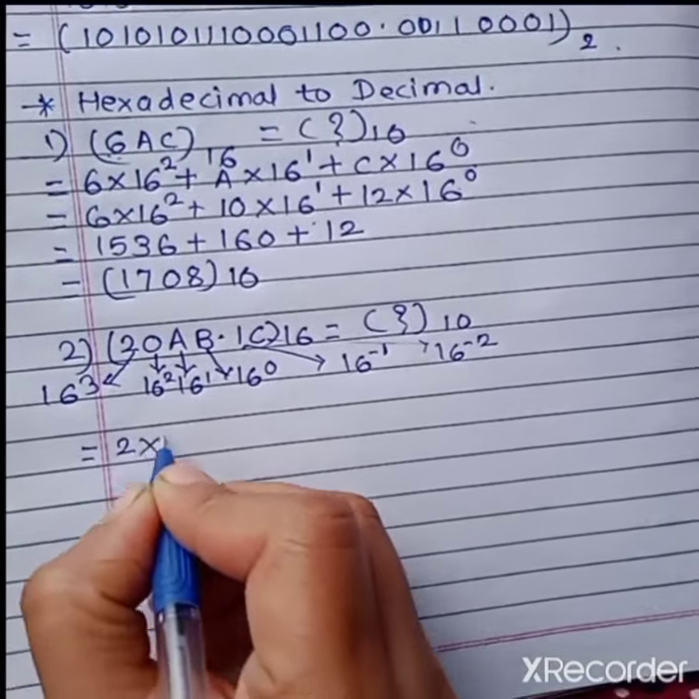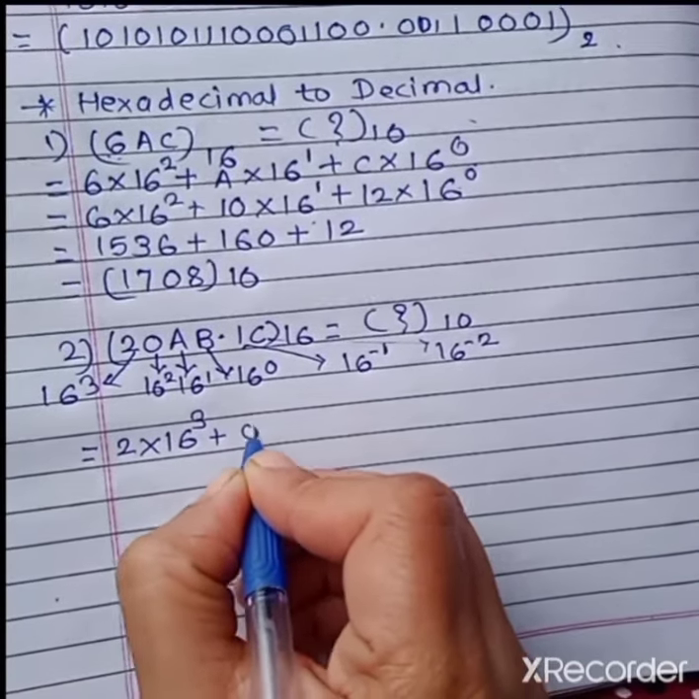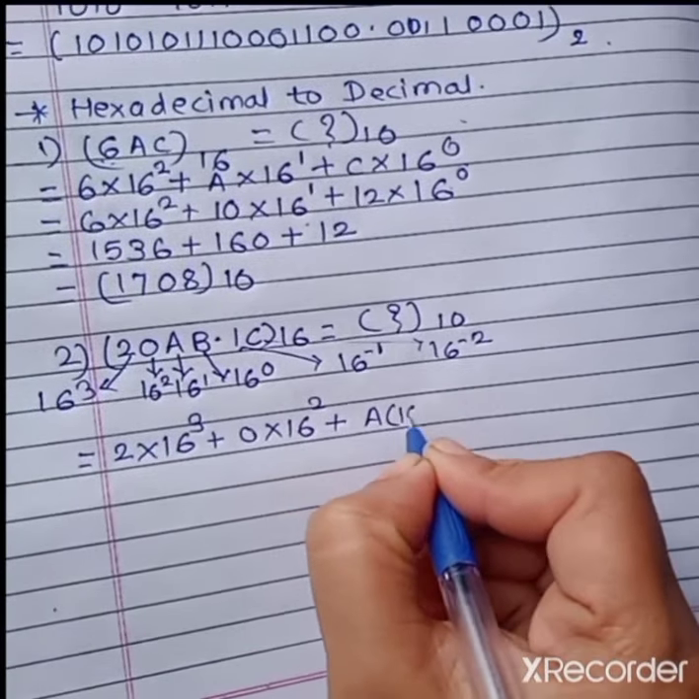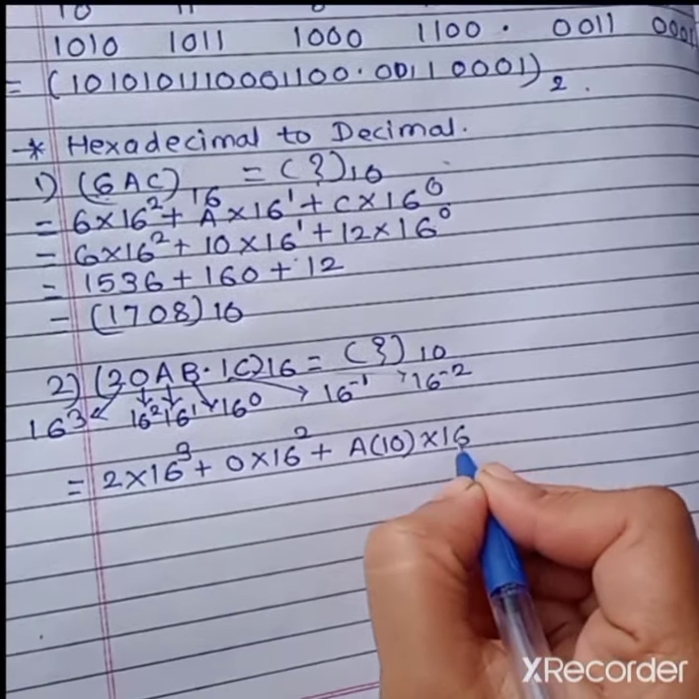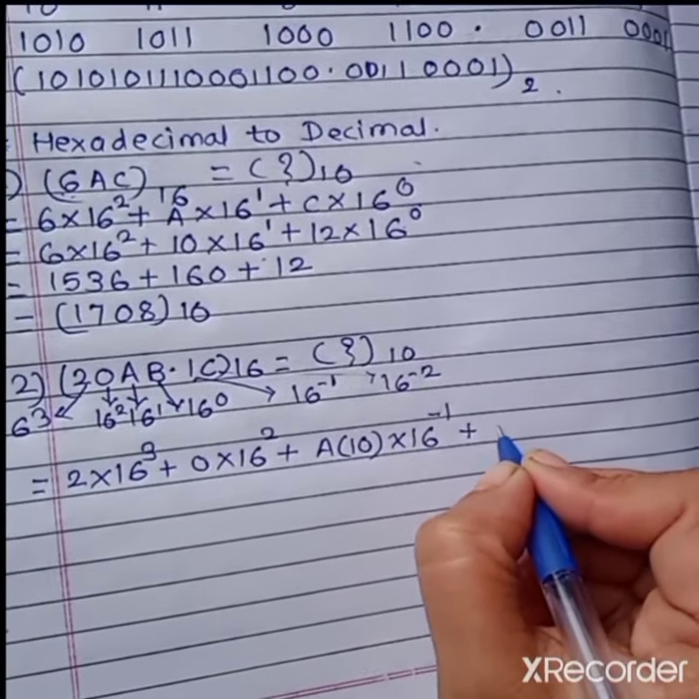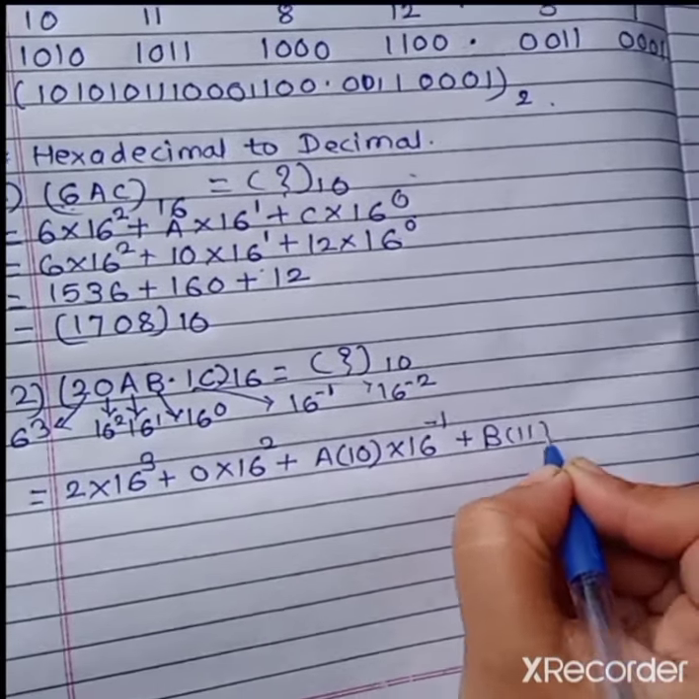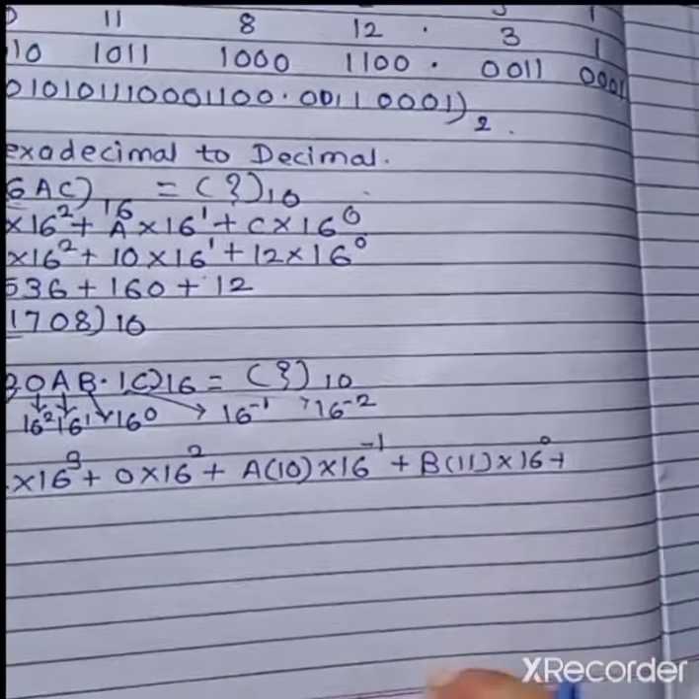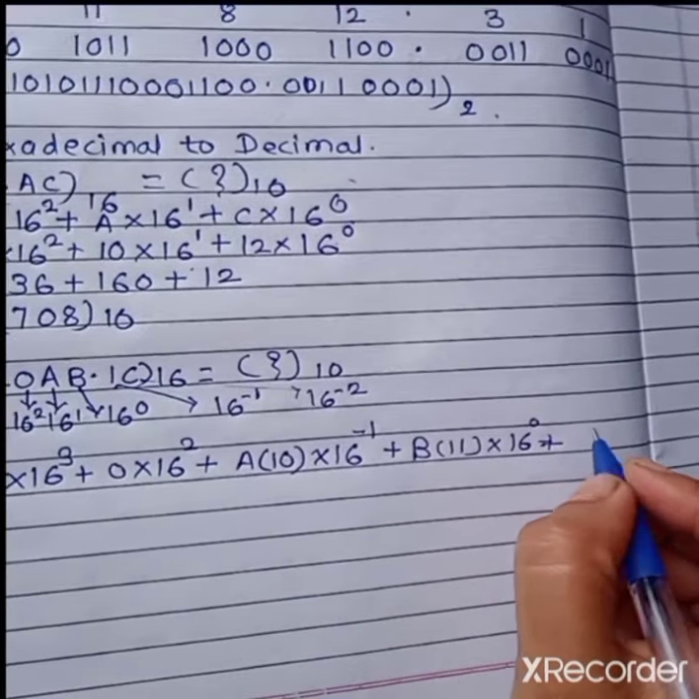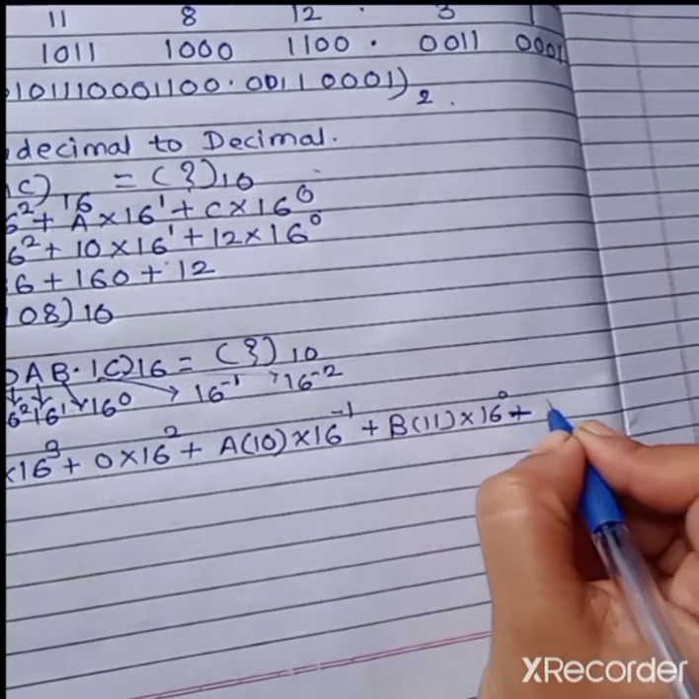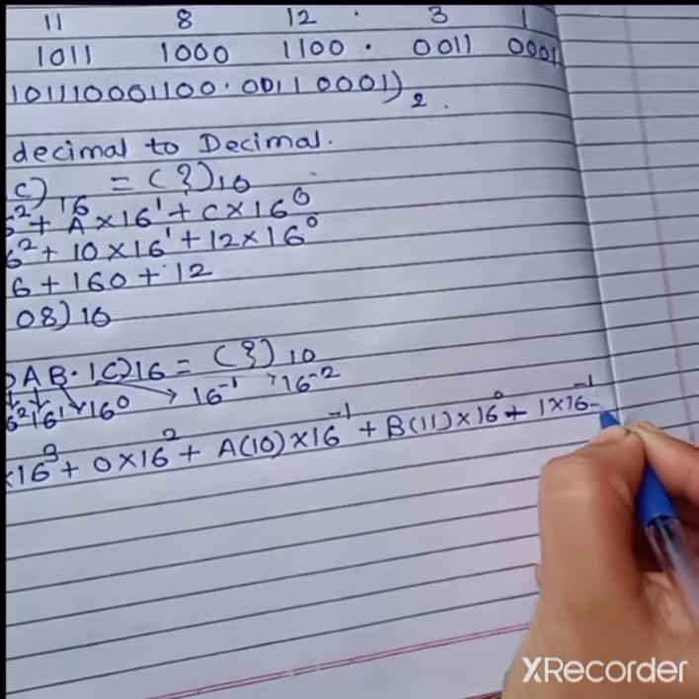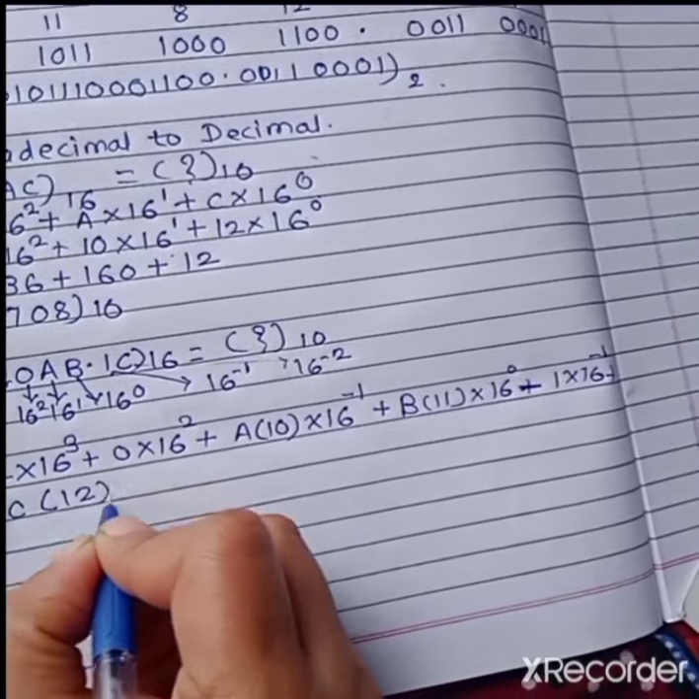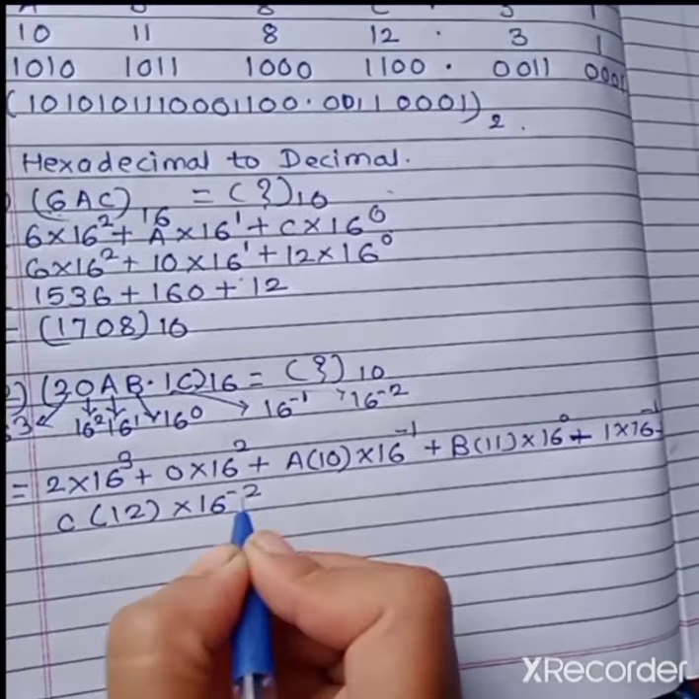So 2 into 16 raised to 3, plus 0 into 16 raised to 2, plus A means 10 into 16 raised to 1, plus B means 11 into 16 raised to 0, plus the fractional point is there, so we'll take 1 into 16 raised to minus 1, plus C means 12 into 16 raised to minus 2.